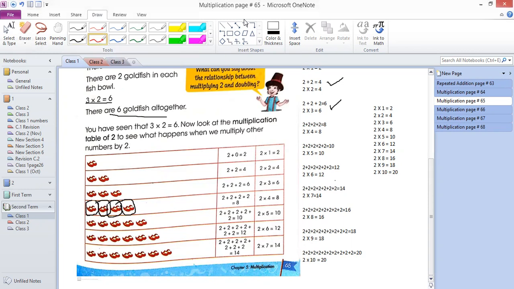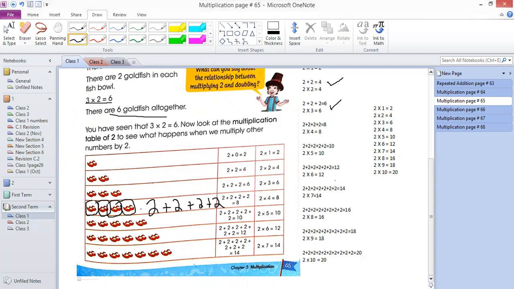Two, sir. Two fishes. So we can say 2 fishes plus 2 plus 2 plus 2. So how many total fishes are there? 2 plus 2 plus 2 plus 2 equals. So guys, there are 4 groups of fishes. If I want to know how many total fishes are there, I can add 2 4 times. 2 plus 2 is 4, 4 plus 2 is 6, and 6 plus 2 is 8.